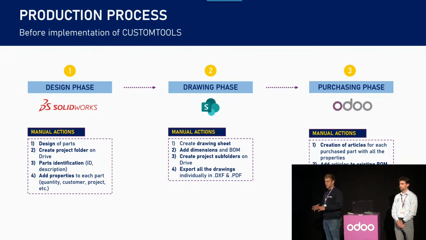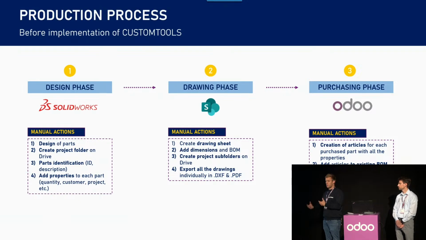So we start with the designing phase on SolidWorks. We used to start with design phase on SolidWorks. Then there's the drawing phase where we store our files on SharePoint, and then we move on to the purchasing phase that we are doing right now in Odoo. So all these steps are related to manual actions.